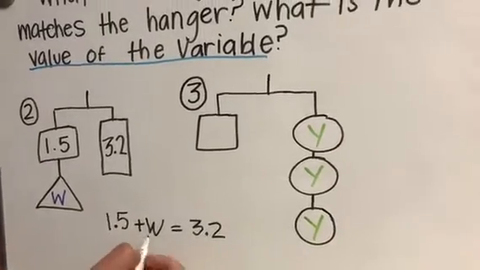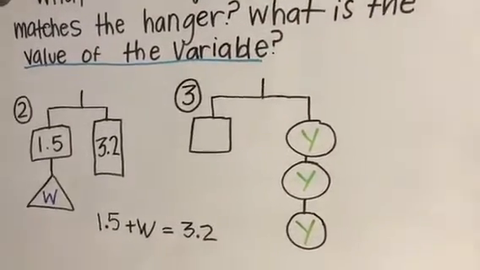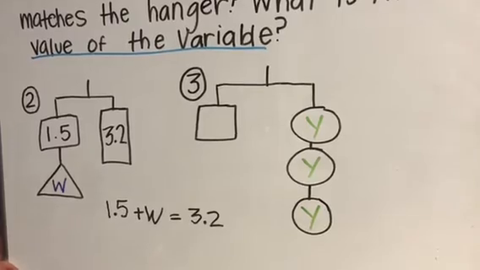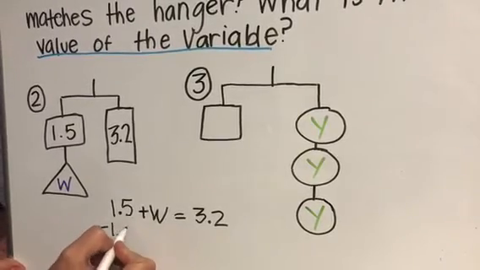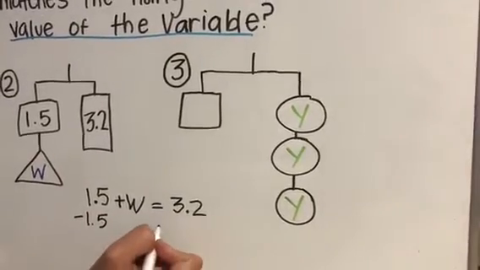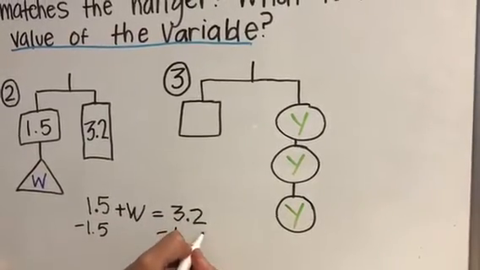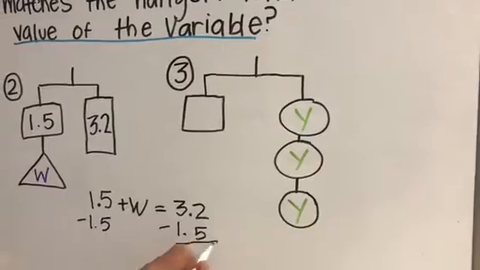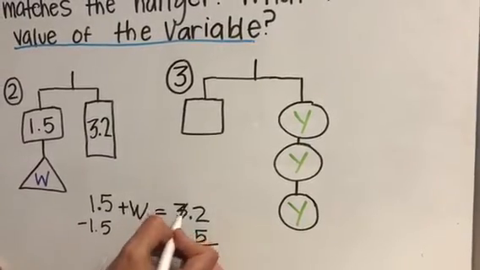Well, now we need to solve for W. One way that we can do that is we can subtract 1.5. Subtract 1.5 from this side, subtract 1.5 from this side. I'm going to subtract it.